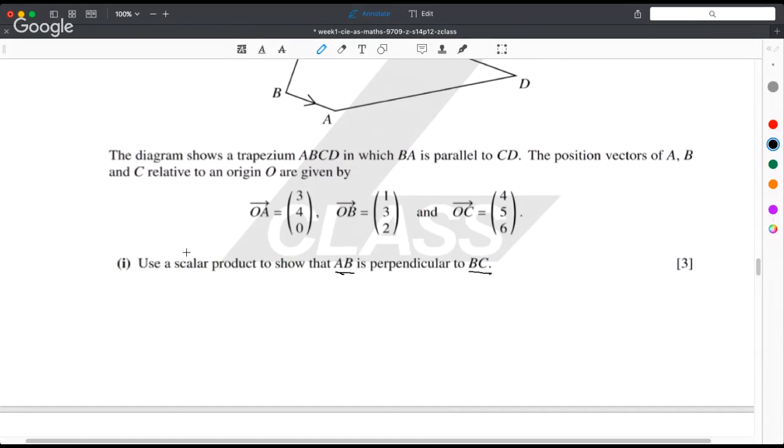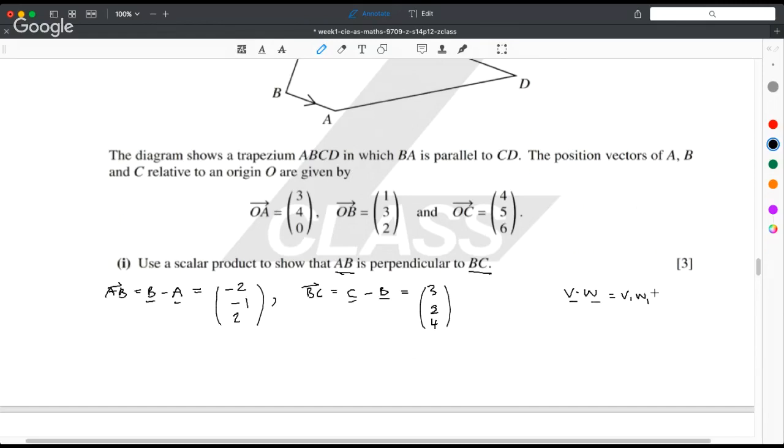As we said before, AB is equal to B minus A, which we work out, which gives (-2, -1, 2). And BC, which is C minus B, is equal to (3, 2, 4). So now if we take the dot product between these two, remember that V dot W is V1 W1 plus V2 W2 plus, and so on, however many dimensions your vector is. So we just multiply them component-wise.